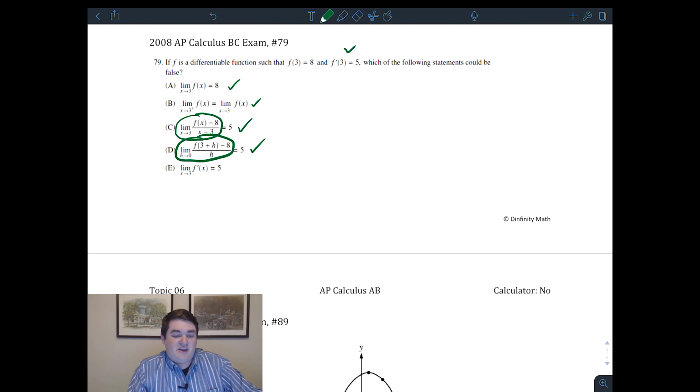Limit as x approaches 3 of f prime of x equals 5. So why is this a statement that could be false? Because we know that f is a differentiable function. We don't know that f prime is a differentiable function. That would be an assumption. So this could be false. Not saying it is, but it could be false.